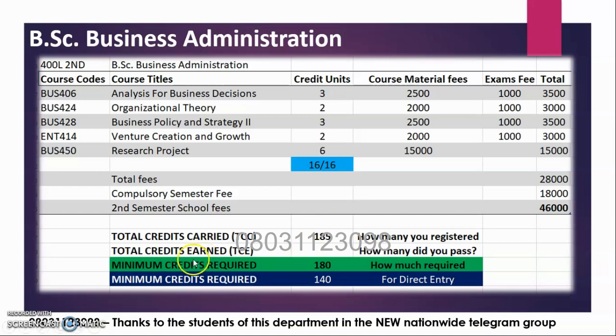So, for direct entry it's 140. You are required to pass a minimum of 140 in order for you to graduate.